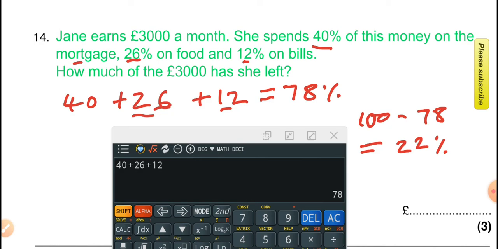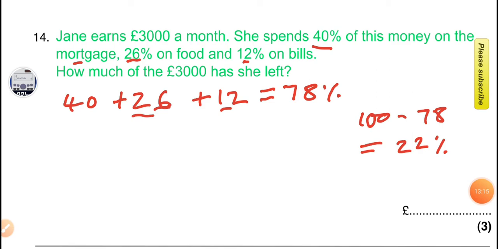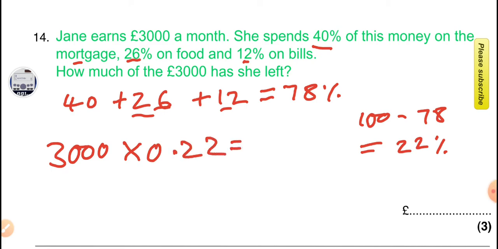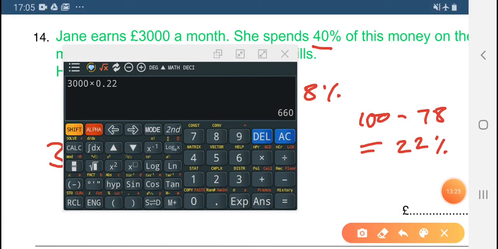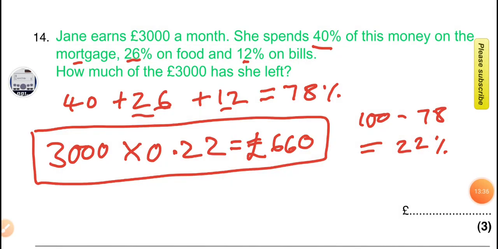So what we have to do is just work out what 22% of 3,000 is, and we'll get our answer much quicker. So 22% as a decimal multiplier is 3,000 times 0.22. So you can get a calculator. As you can see on my calculator, I've done 3,000 times 0.22 and I've got the answer of £660, which is the same as what I got with the other method. So after all her expenditure, she'll only have 22% of her salary left. So 3,000 times 0.22 is £660.